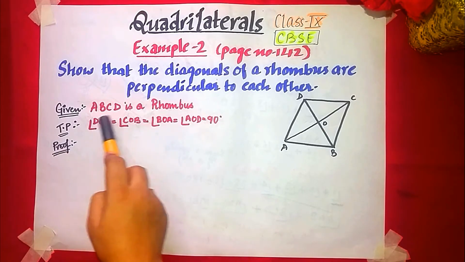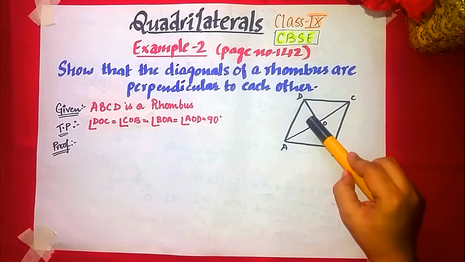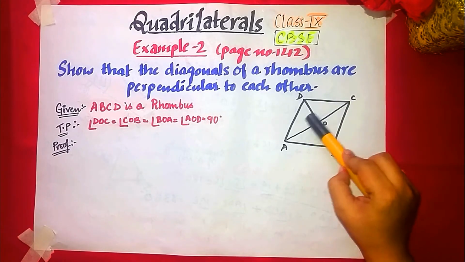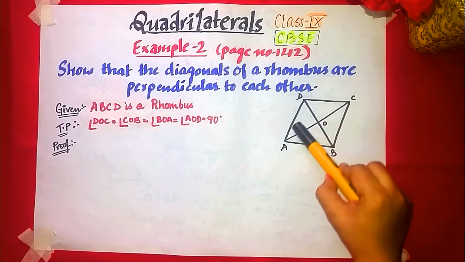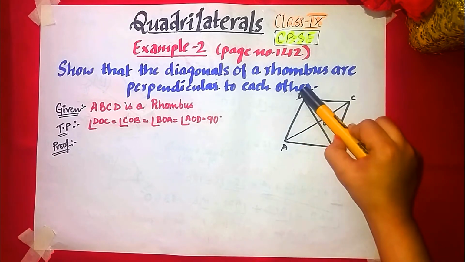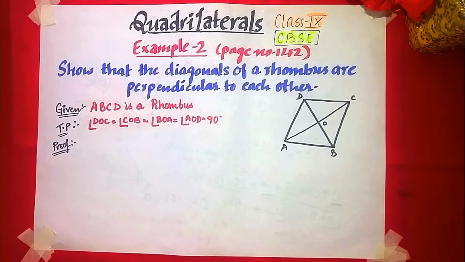It is given to us that ABCD is a rhombus, and we have to prove that the diagonals bisect each other at 90 degrees. So all these angles are 90 degrees. We have to prove it. Before that, we will first consider these two triangles, triangle DOA and triangle DOC, and prove that they both are congruent.